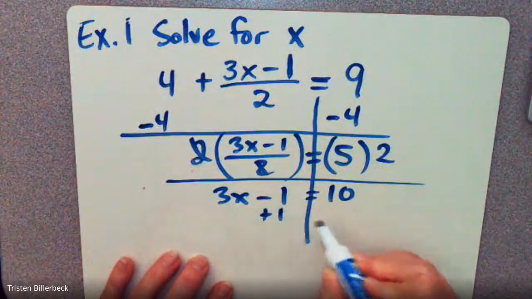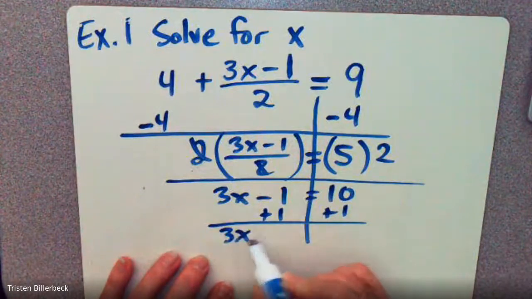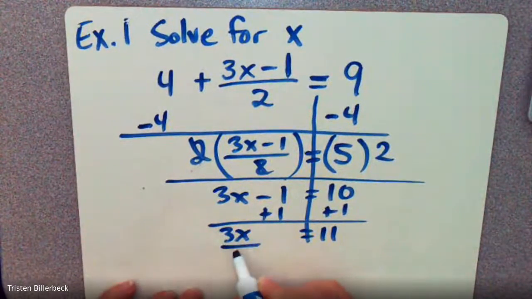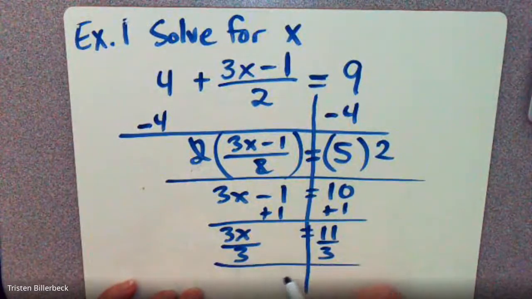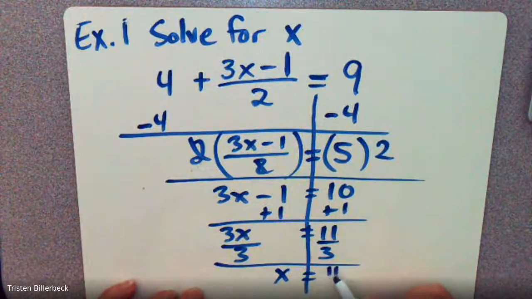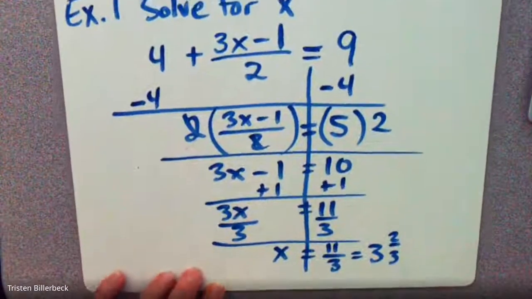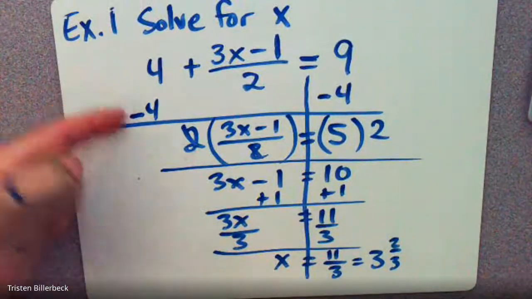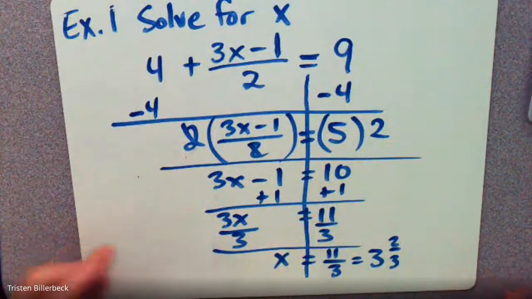Okay, again, I use an additive inverse. And I get 3x equals 11. So now my final step, I'm going to use a multiplicative inverse here. And I'm going to get x equals 11 over 3, or that's the same thing as 3 and 2/3. Okay, so that's how we would solve that type of equation using an additive inverse, a multiplicative inverse, an additive inverse, a multiplicative inverse. All right.